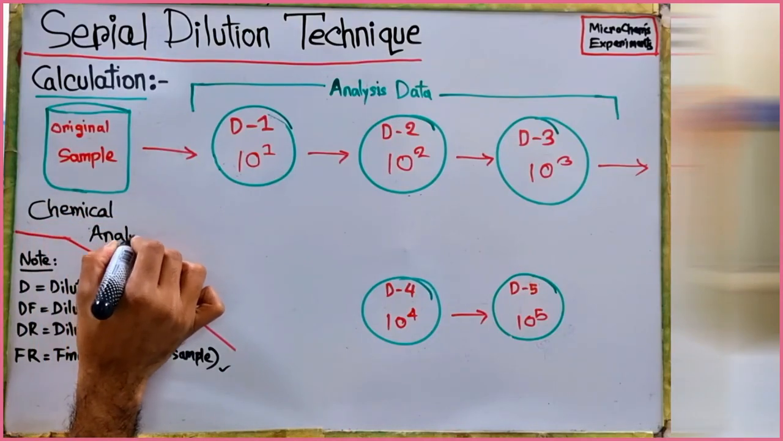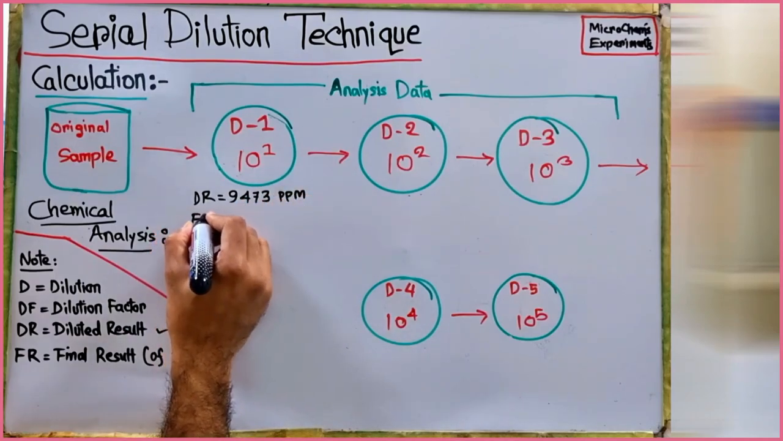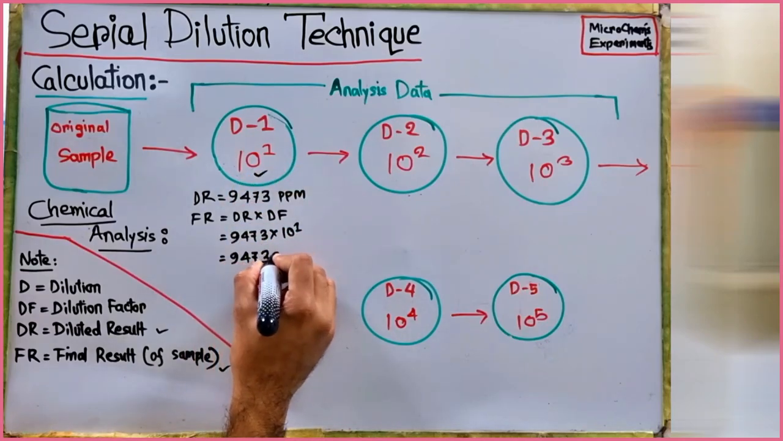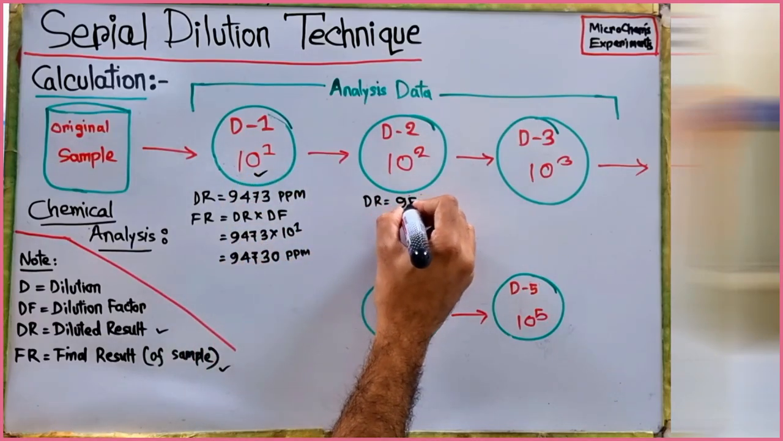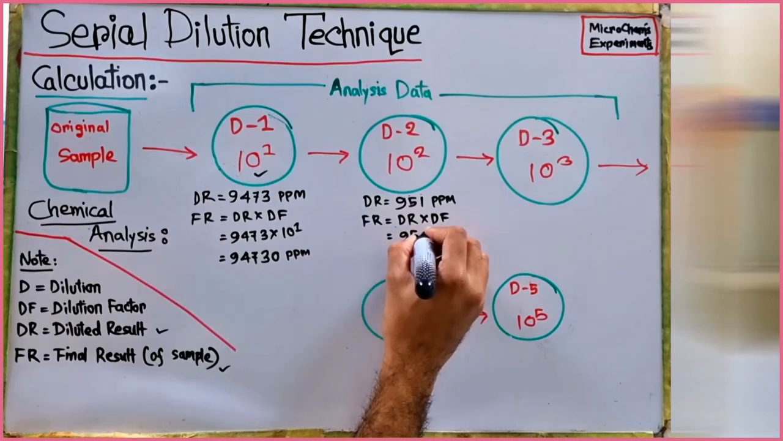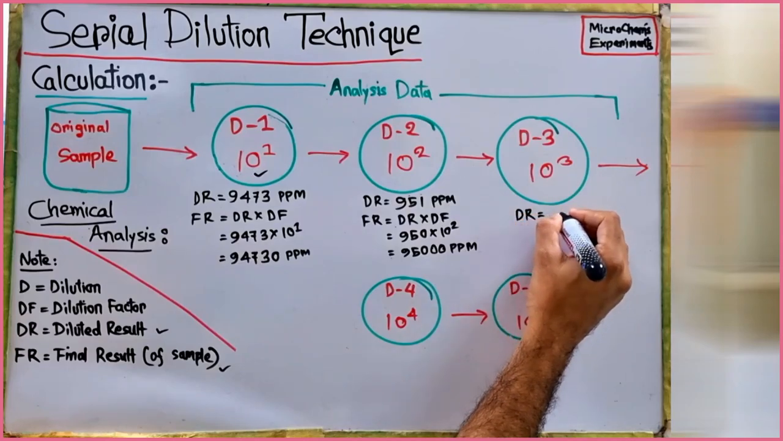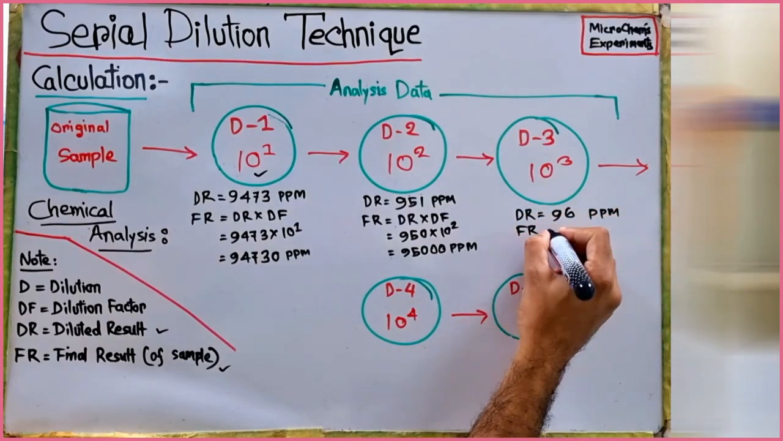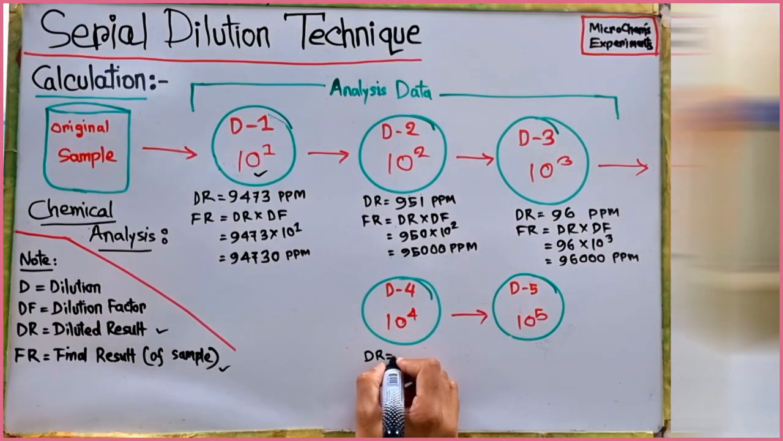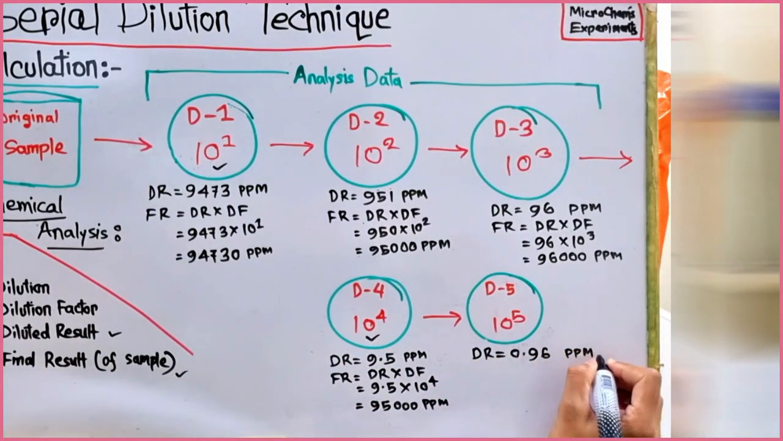From chemical analysis result, we get 9473 ppm in dilution 1 sample. By multiplying the diluted result with the dilution factor, we get the final result is 94730 ppm. We get 951 ppm in dilution 2 sample. By multiplying the diluted result with the dilution factor, we get the final result is 95100 ppm. In dilution 3 sample, we get 96 ppm as diluted result. By multiplying the diluted result with the dilution factor, we get the final result is 96000 ppm. In the same way, calculate the final result from dilution 4 and 5.